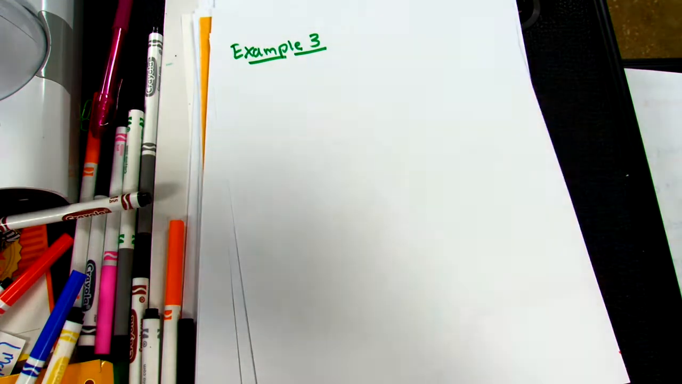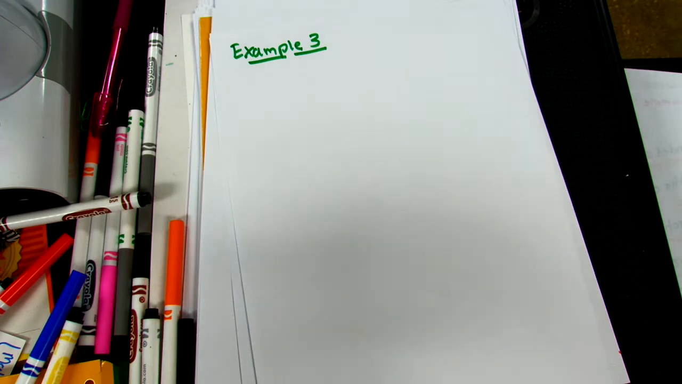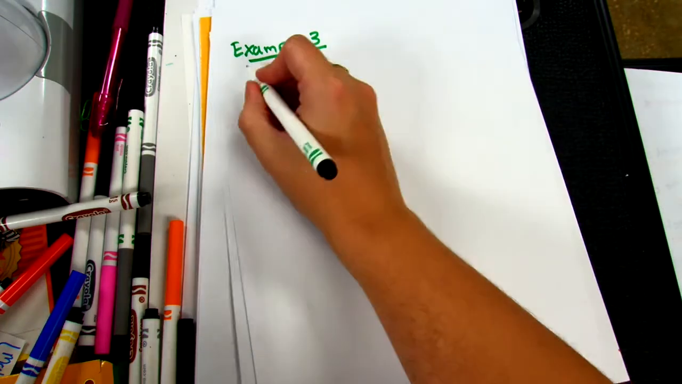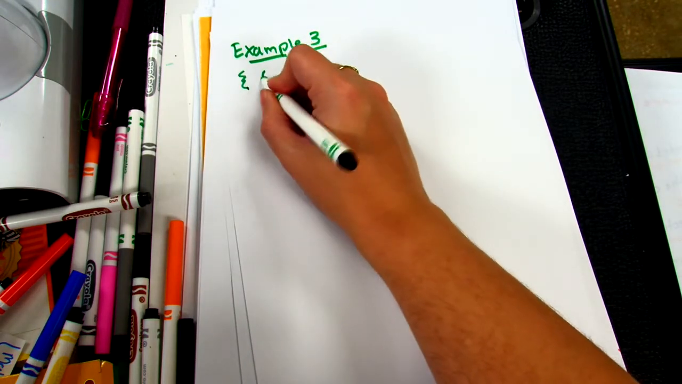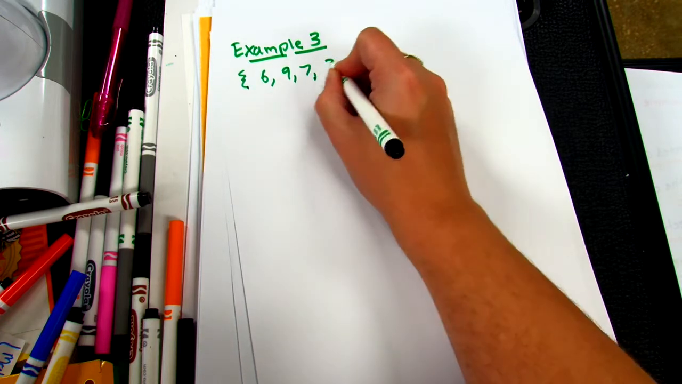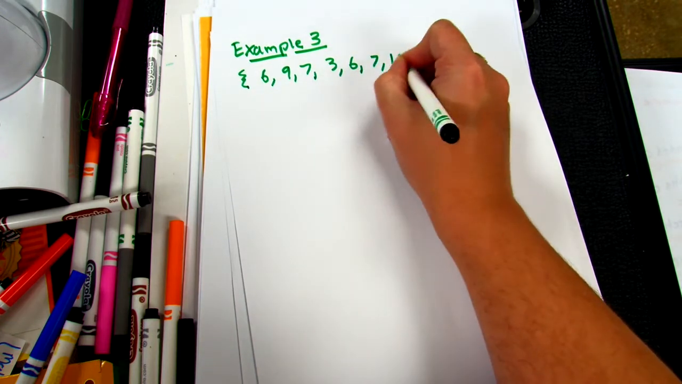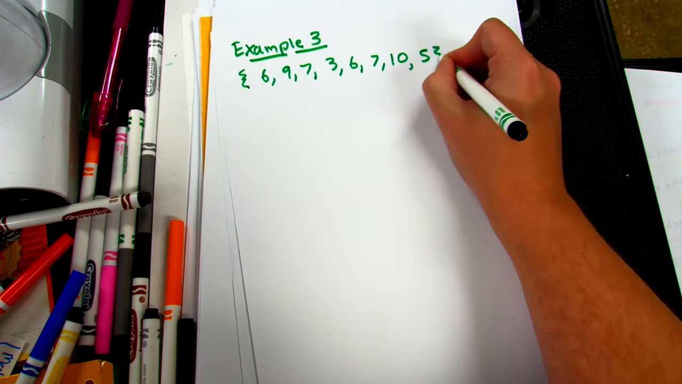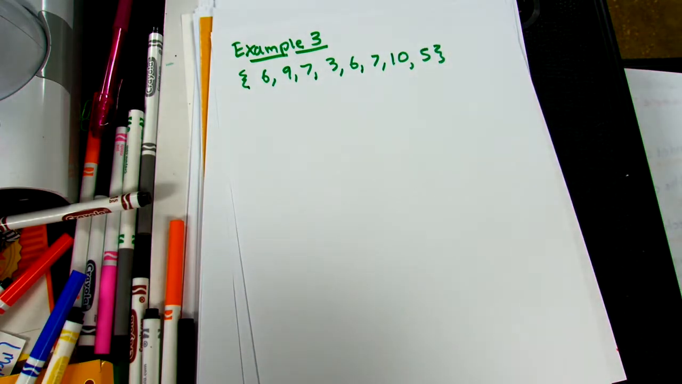And we want to find the range, mean, median, and mode of this set of data. The set is 6, 9, 7, 3, 6, 7, 10, 5. So the first thing I want to do is put this in numerical order, okay? So I'm going to arrange them. My hint to you is to arrange it from the biggest number to the smallest number.